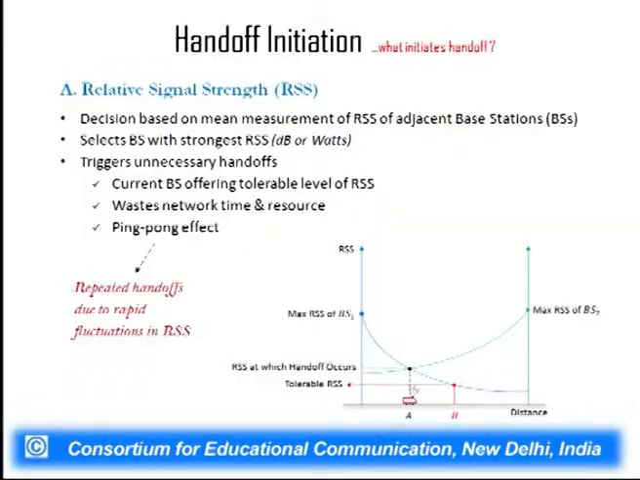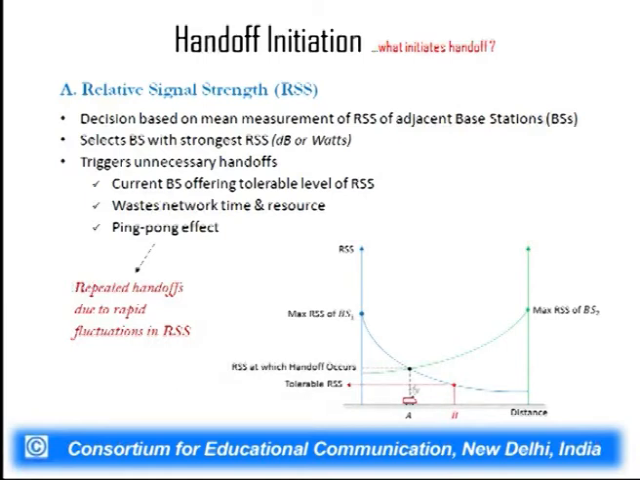The first and foremost is it triggers unnecessary handoff. Now why unnecessary handoff? What do you understand by unnecessary handoffs? So let's understand it with the help of this diagram. We can see that there are two towers, the blue and the green towers. Say the blue one is our first base station designated as BS1, and the green one shows the second base station, BS2.